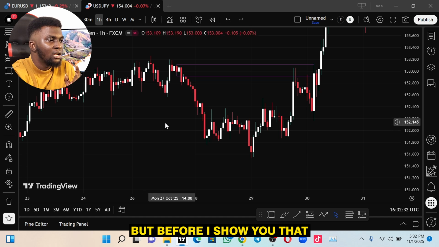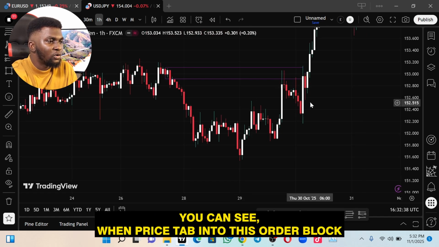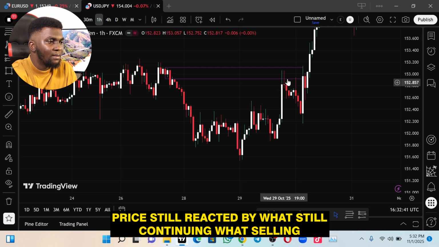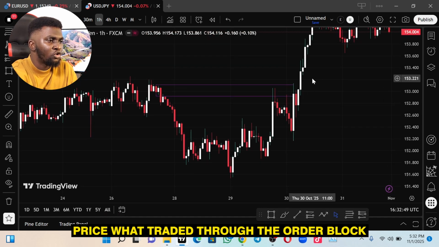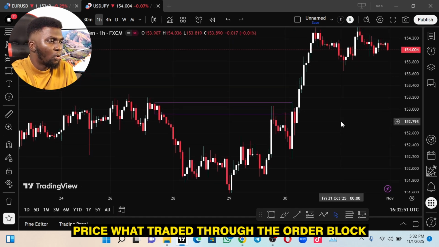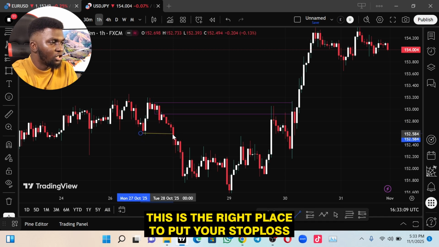But before I show you that, even though this order block does not align with the higher time frame, you can see when price tapped into this order block, price still reacted by continuing to sell, which many people will ignorantly add more positions to. But as you can see what happened, price traded through the order block. Because if you're selling and seeing this break of structure, this is the right place to put your stop loss.